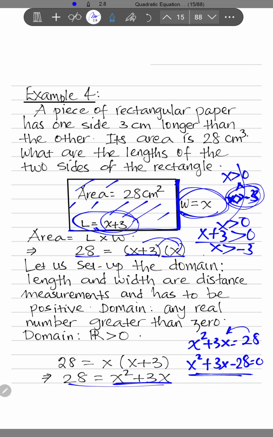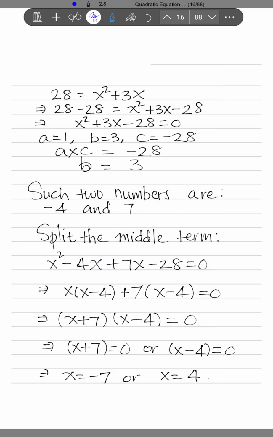Now we have the equation. Let's do the factorization method of this quadratic equation. Let me come back here now. This is the equation, right? What are the three numbers, a, b, and c? A is 1, b is 3, c is minus 28.